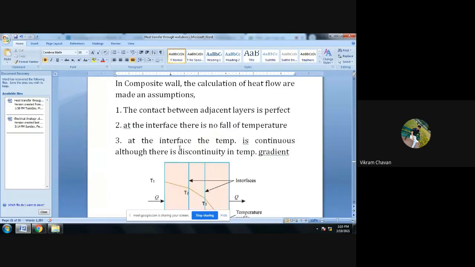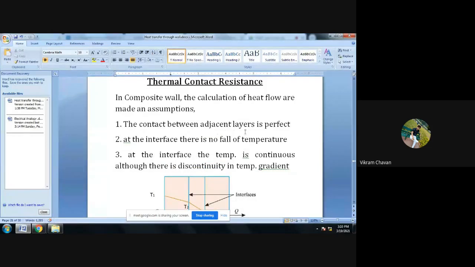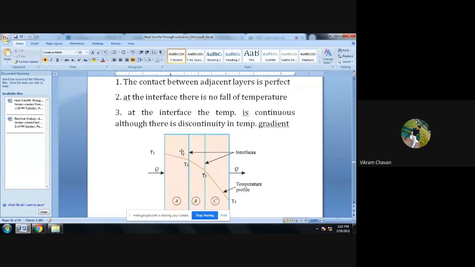Initially we considered that the contact between adjacent layers is perfect, and at the interface there is no fall of temperature. What it means is, at the end point of wall A the temperature is T2, and that temperature will be considered as the entry temperature for wall B. The exit temperature of wall A is considered as the entry temperature of wall B. In a similar fashion, the exit temperature of wall B is considered as the entry temperature for wall C. By considering this only, we solved the previous problems.